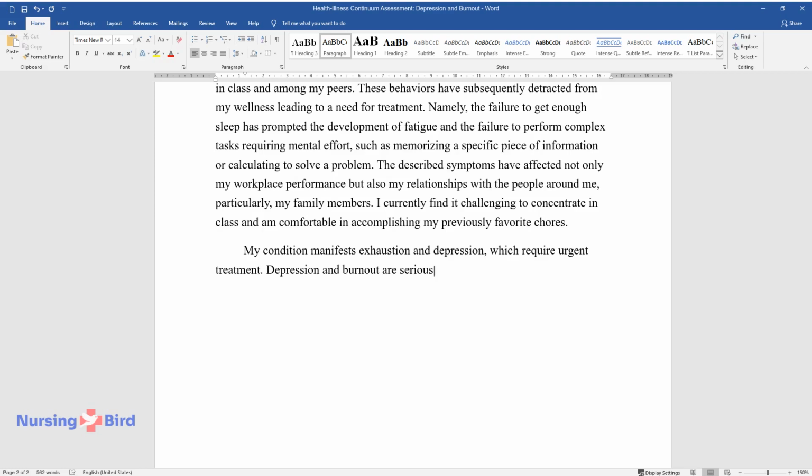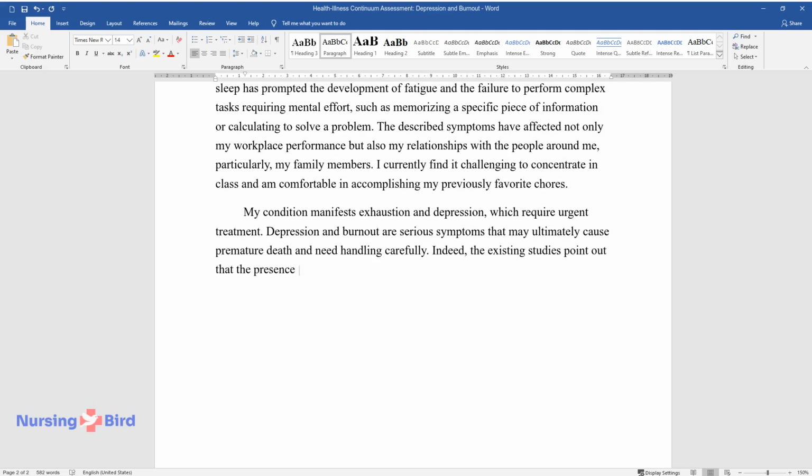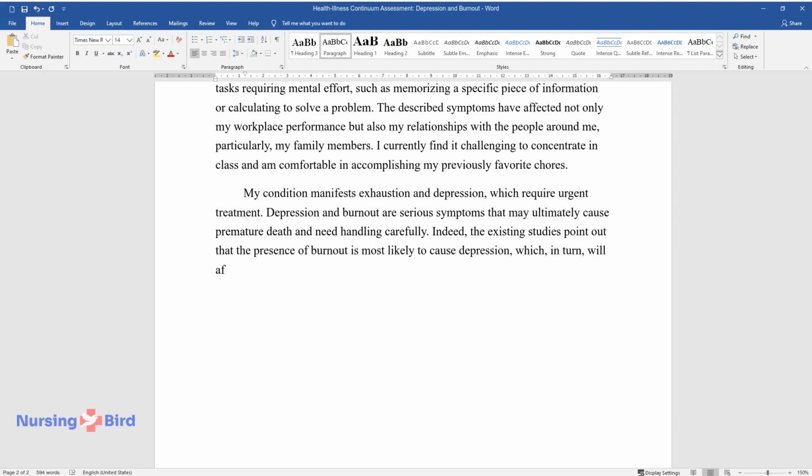Depression and burnout are serious symptoms that may ultimately cause premature death and need handling carefully. Indeed, the existing studies point out that the presence of burnout is most likely to cause depression, which, in turn, will affect one's mental health drastically.